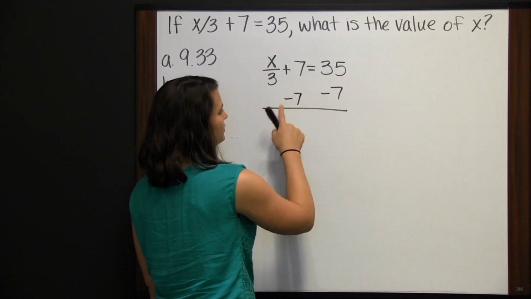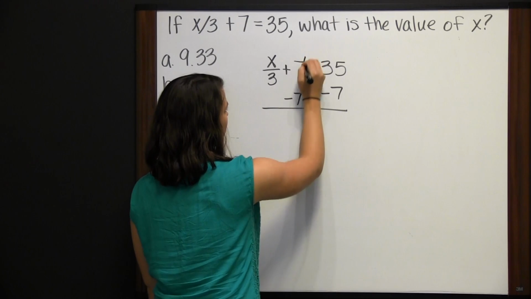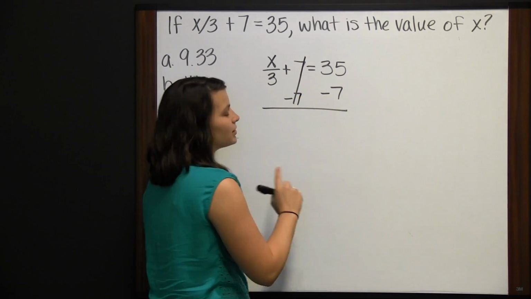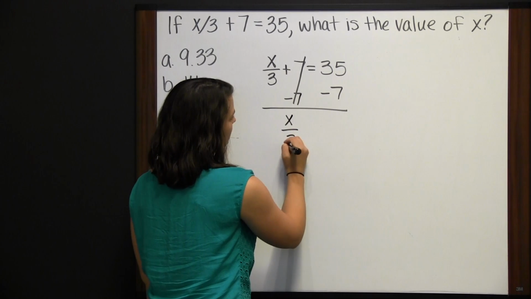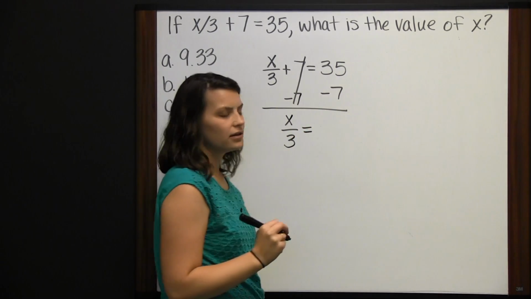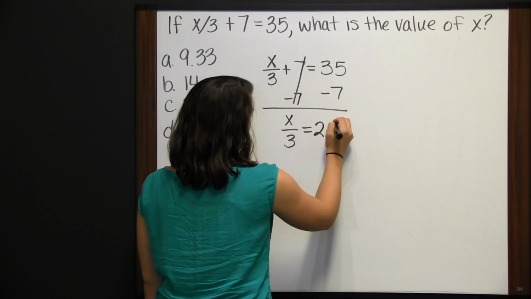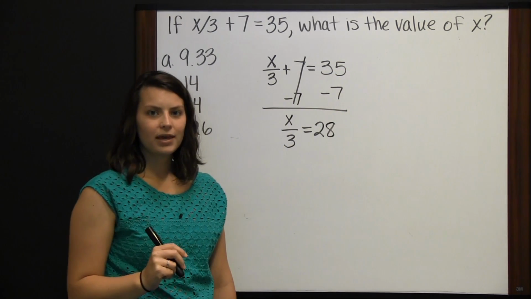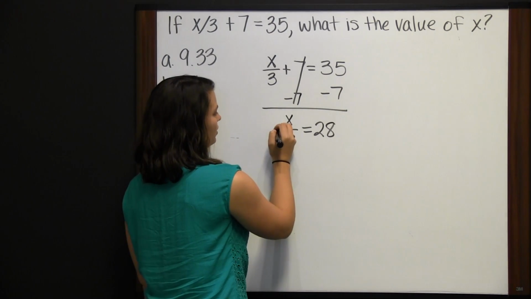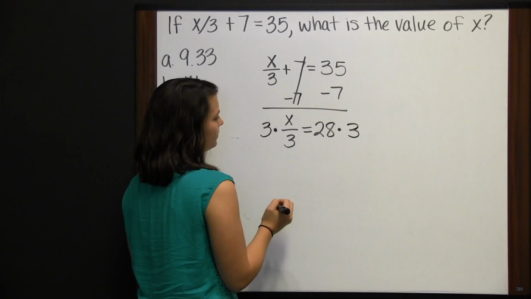because a positive 7 and a negative 7 are additive inverses of each other and they cancel. So on the left side, we're left with x divided by 3. And on the right side, 35 minus 7 is 28. The opposite of dividing by 3 is multiplying by 3. So now we need to multiply both sides by 3.